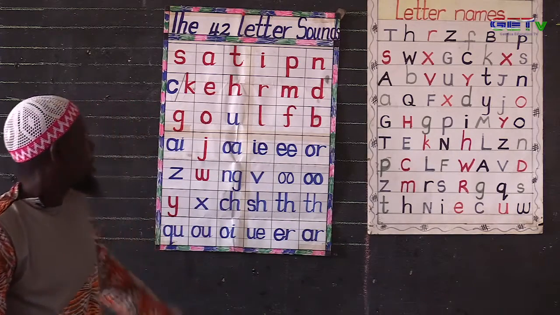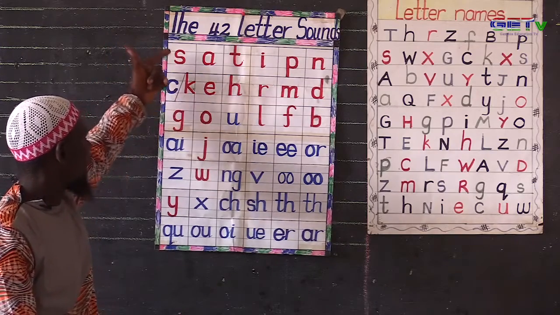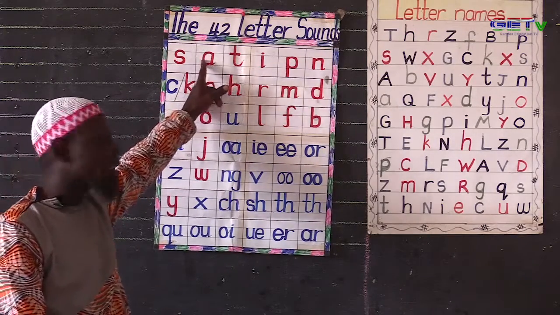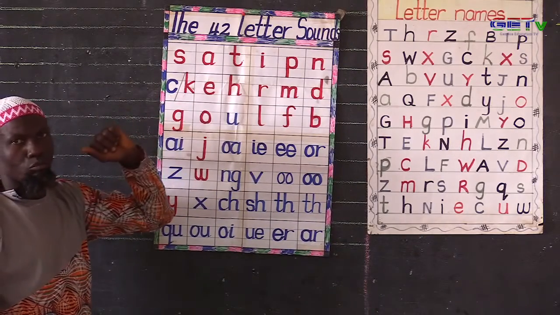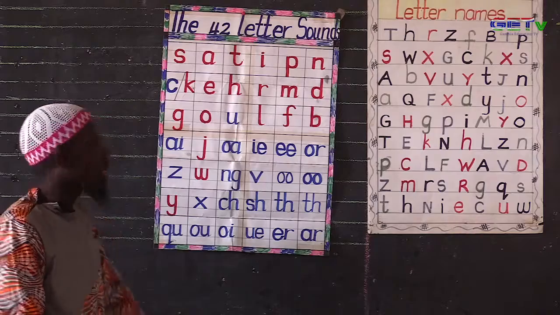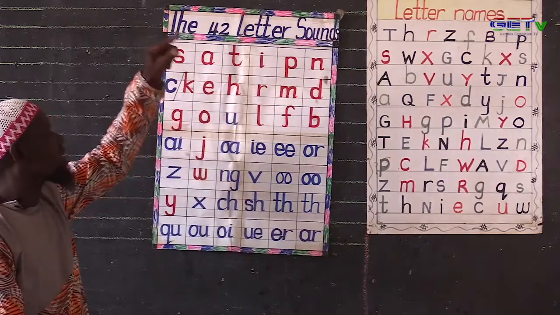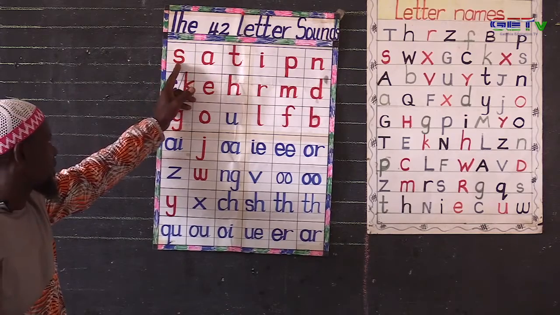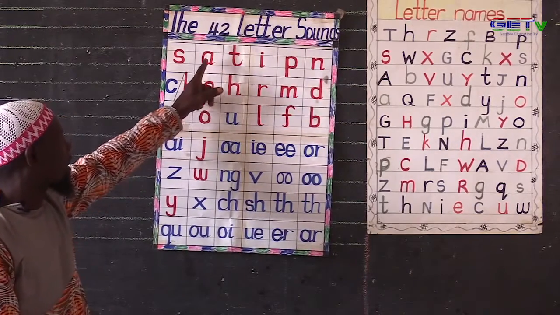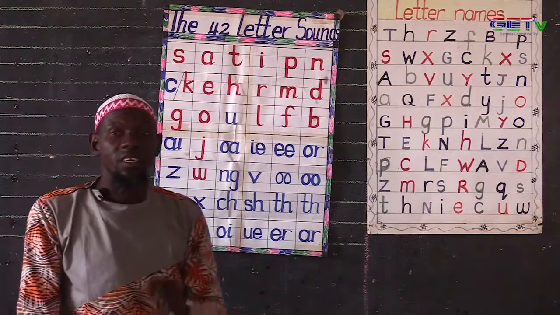It goes like this. My name is S, S, S. My sound is S, S, S. My name is A, A, A. Sorry, I got it all wrong. So excuse me for that. Let's start again. My name is S. My sound is S. The second one, my name is A. My sound is A. My name is T. My sound is T.